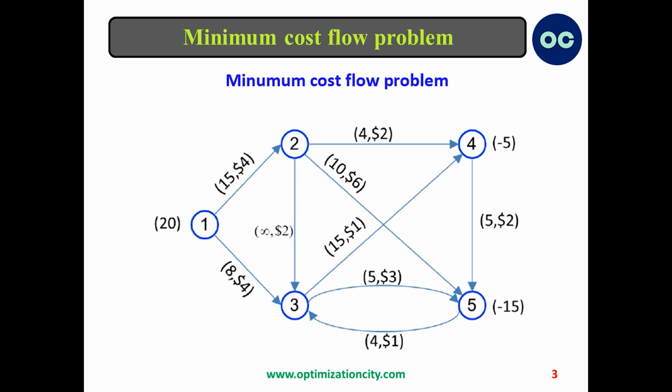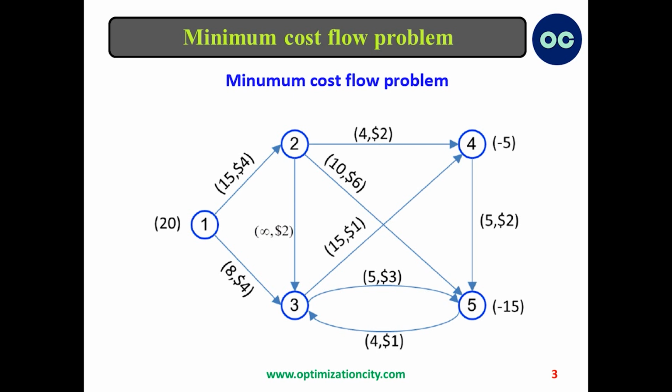In the figure here, each arrow represents a path with a specific capacity and cost for transportation. The capacity indicates the maximum amount that can be transported along that path, while the cost per unit represents the expenses associated with each unit of transportation. For instance, for arrow 2 to 4, the flow can range from 0 to 4. The first component of the parenthesis is the capacity. And each unit passing through this path costs $2. The symbol infinity here indicates that there is no limit on the capacity of the particular path.